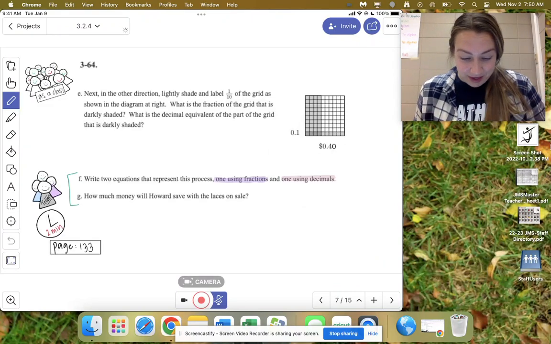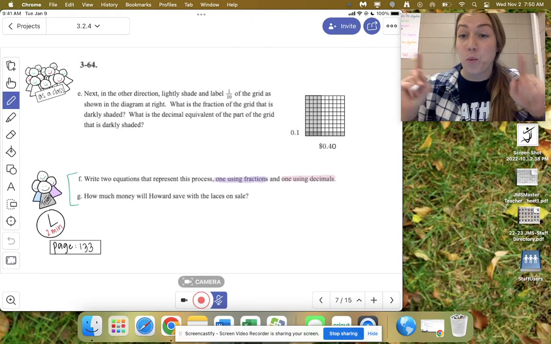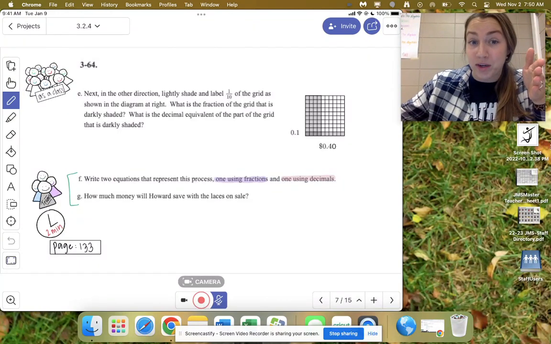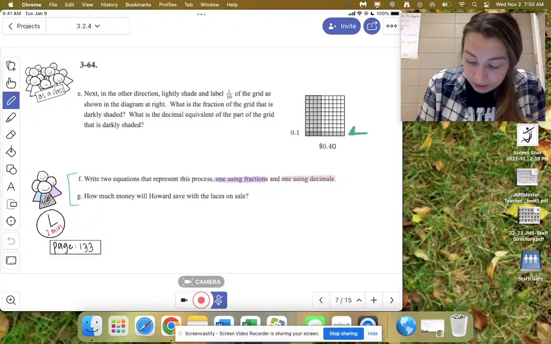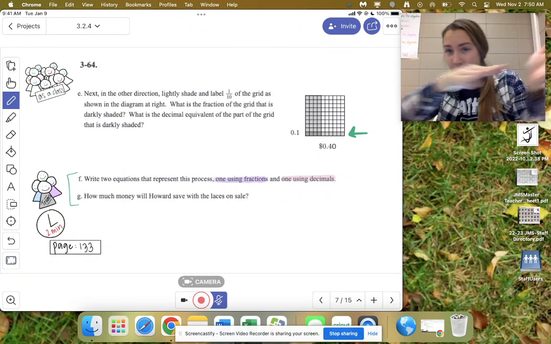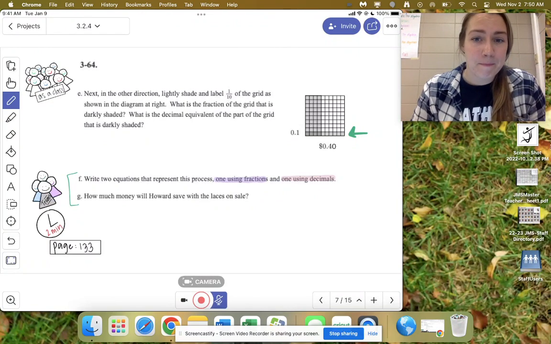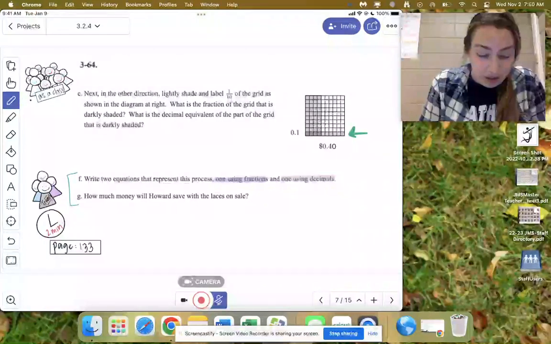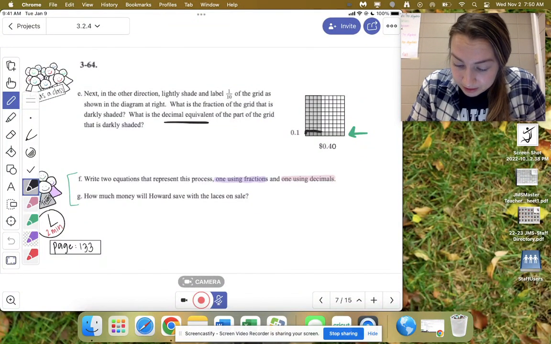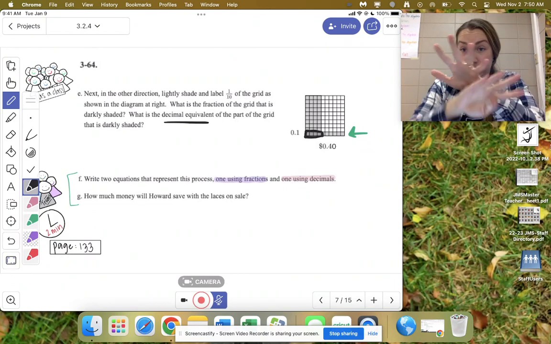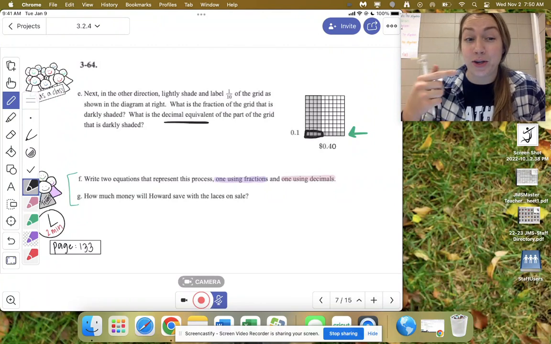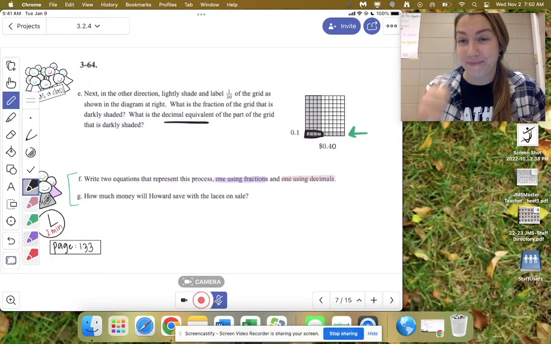Okay, here we go. Next, in the other direction, because it's 1/10 off, remember 1/10 off, you're going to shade 1/10 in the other direction, horizontally. Okay, just like it shows right here. And then make sure you're labeling those. So 4/10 on the bottom, 1/10 on the side, because you want to show 4/10 was this way, 1/10 was this way. Okay. And now we need to figure out what is the decimal equivalent of the part of the grid that is darkly shaded. That means this part right here that got shaded twice when we shaded this way, and what got shaded twice. So pause the video, 2 minutes, work on questions F and G with your team.